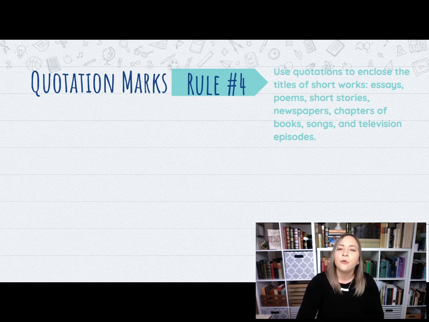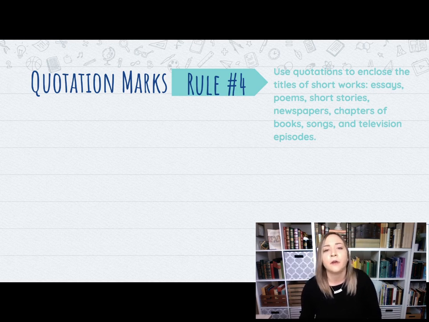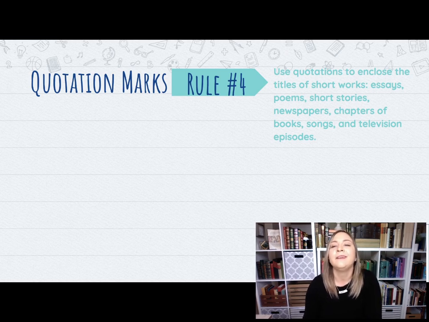If you're wondering why can't I just underline or italicize like I do for, say, a book title? The reason is they typically come in a longer work, like a book, so you have to be able to differentiate between them. If I'm quoting a poem, that poem likely came in a book, a collection of poems. Or if I'm quoting an article from a newspaper, that came from a larger newspaper.